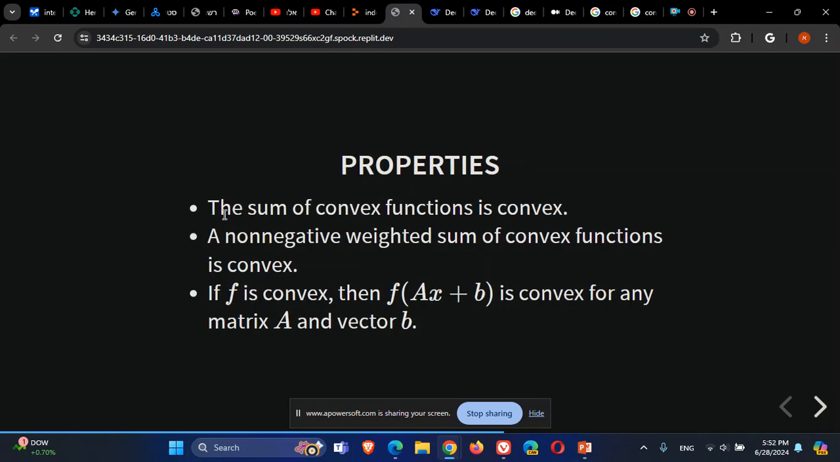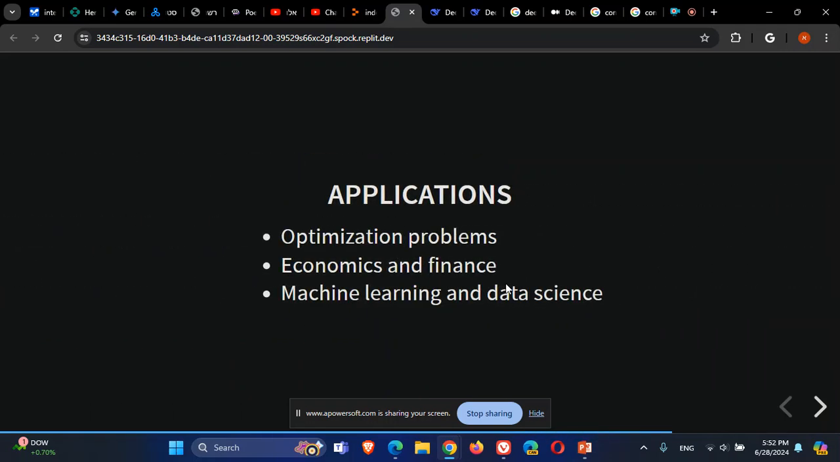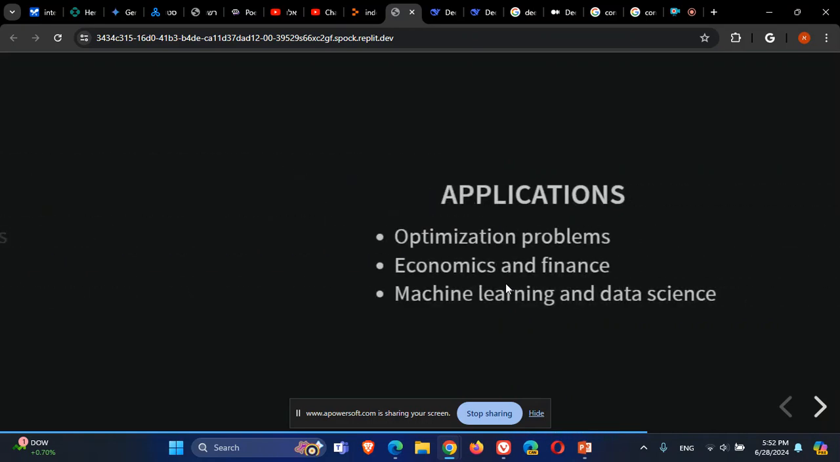So there are some properties that we can use to know if a function is convex. If I take two convex functions and sum them, I will get again a convex function. A non-negative weighted sum of convex functions is again convex, and if f is convex, then for a matrix A and vector B, this holds, and this is again a convex function. Okay, so the most important thing is that if you sum convex functions, you will get a convex function.